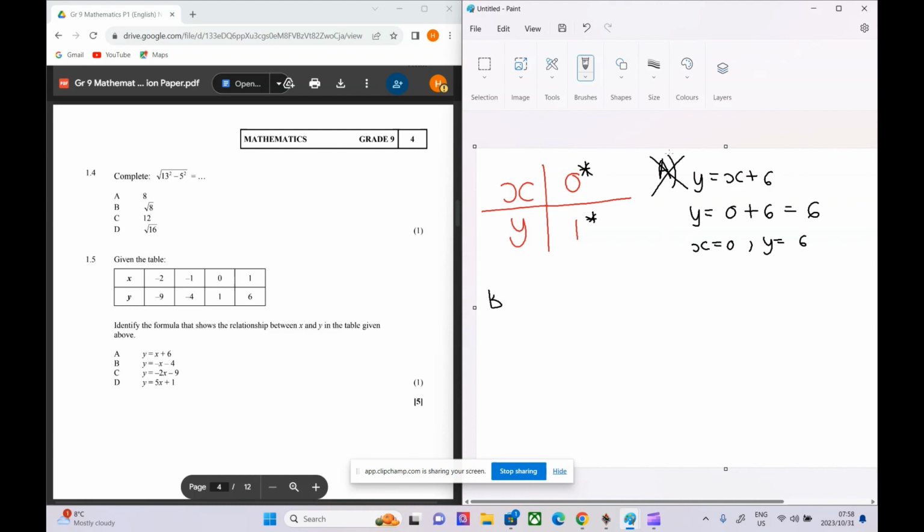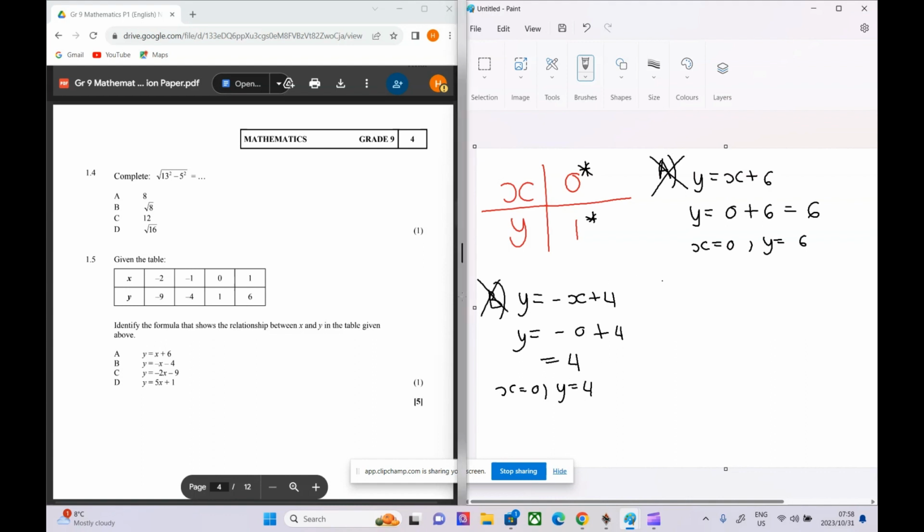If we can look at B, exactly the same thing. I'm going to write down the formula. So Y is minus X plus 4. And I'm going to test it now with these values, 0 and 1. So you can say Y is equal to minus 0, add 4. We work this out. We're just going to get minus 0 is just 0. Add 4 is 4. So again, X is 0, Y is 4. That can't be right. Okay, we wanted Y to be 1. So it can't be B.